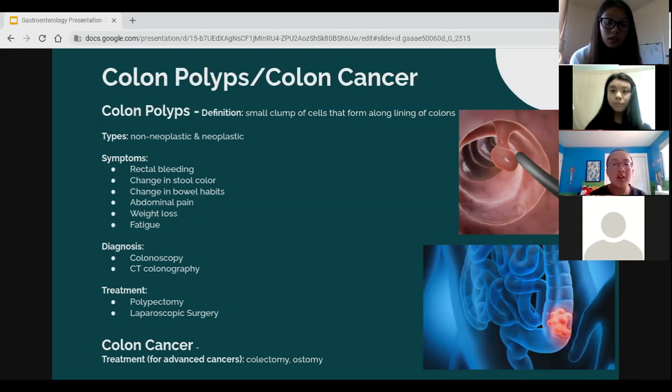In colon cancer that is still local, treatment is similar to the treatment of colon polyps. However, in colon cancer that has spread, treatment may include a partial colectomy, which removes part of the colon with cancer, or an ostomy, which opens the wall of the colon with cancer to turn into stool. We'll now move on to diverticular disease.